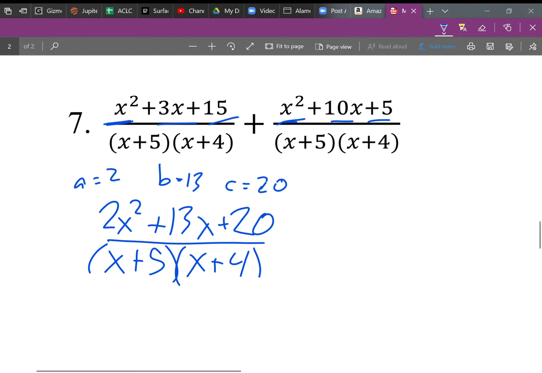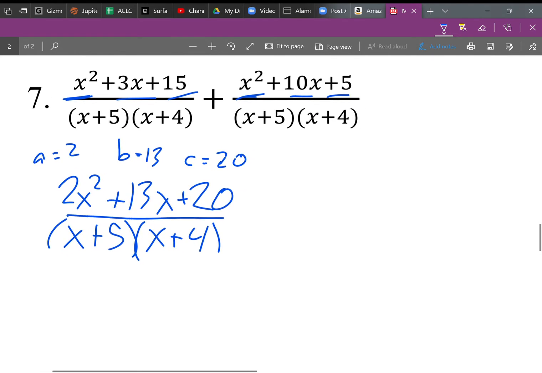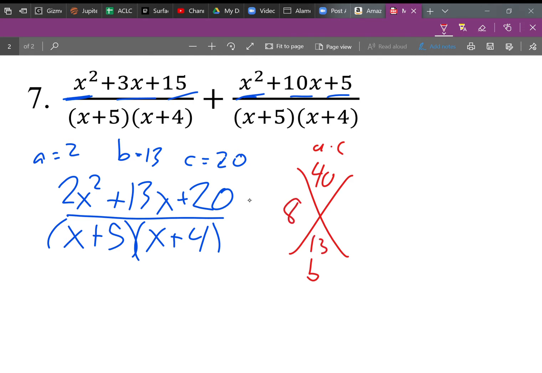So I know when I factor, I'm not just going to use my x, I'm actually going to need my x in my box. So let's go ahead and set that up. For my x, with a times c at the top, I'd have 2 times 20 is 40. b on the bottom, I'm going to have 13. And the numbers that work here are going to be 8 and 5.